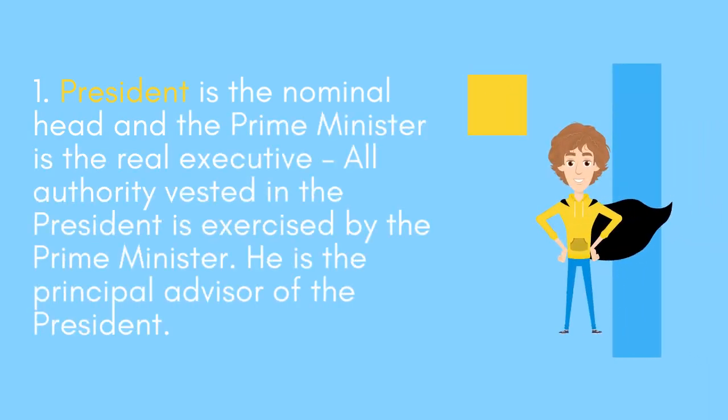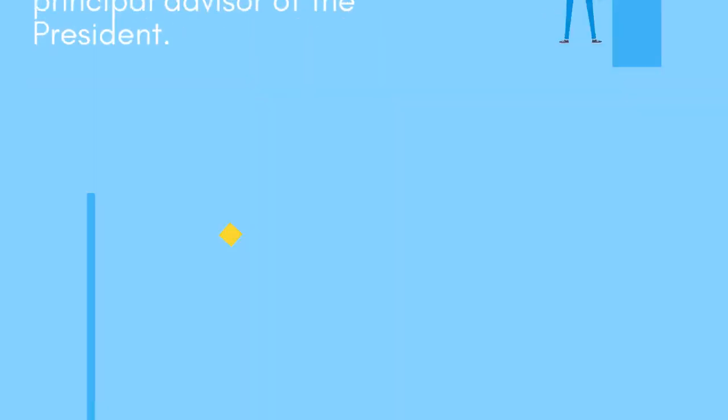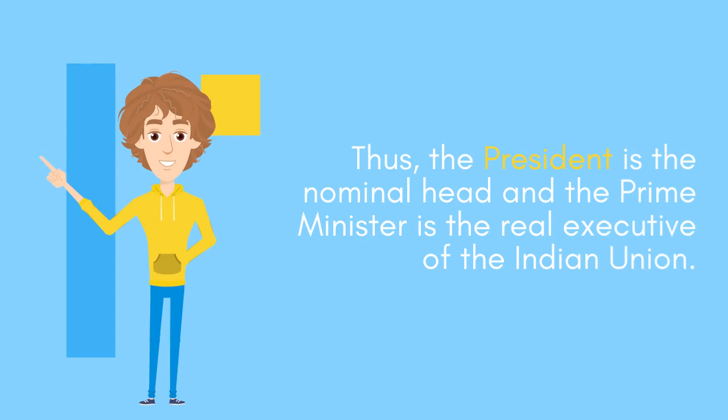1. President is the nominal head and the Prime Minister is the real executive. All authority vested in the President is exercised by the Prime Minister. He is the principal advisor of the President. Thus, the President is the nominal head and the Prime Minister is the real executive of the Indian Union.